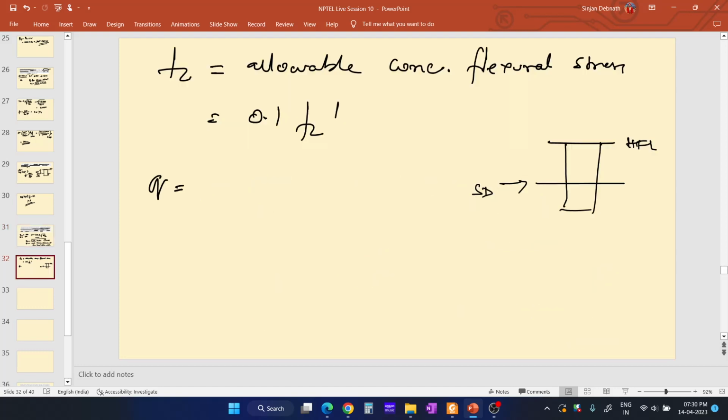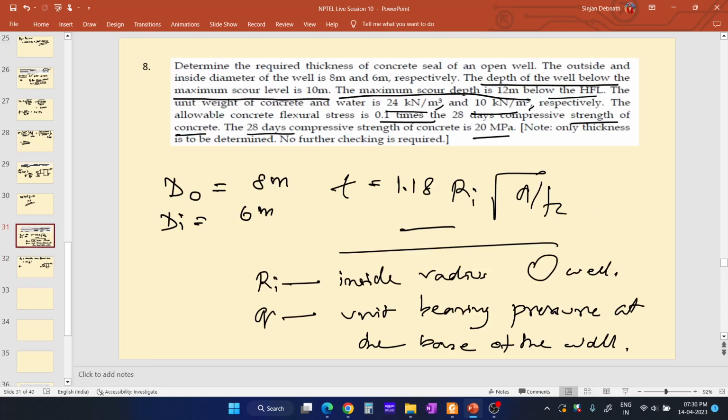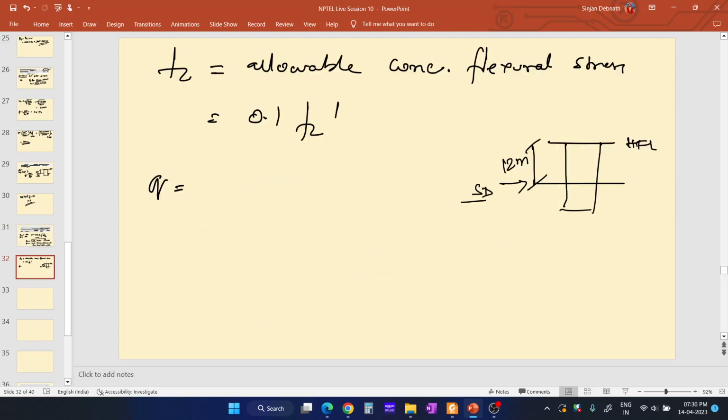So maximum scour depth is 12 meter. Another thing is that the depth of well below the maximum scour level is 10 meter. So maximum scour level is this, and below this is 10 meter. So total depth of the well is 10 plus 12, that is 22 meter. Q is the bearing pressure at the base of the well. We need to consider buoyancy also. The weight of this concrete well is acting downwards, but the buoyancy force will move upwards and counteract that.